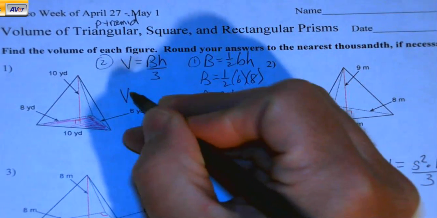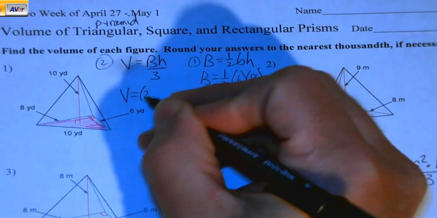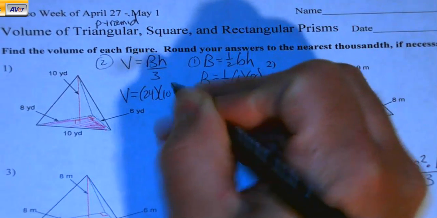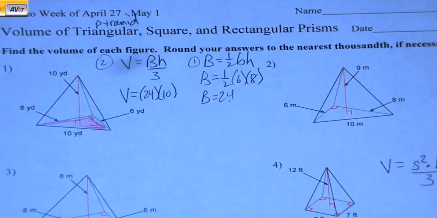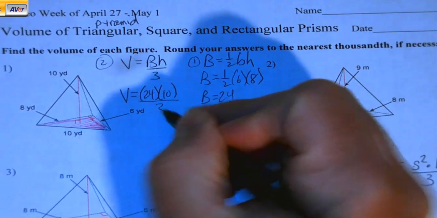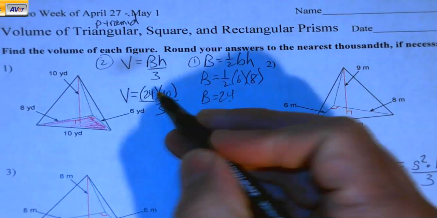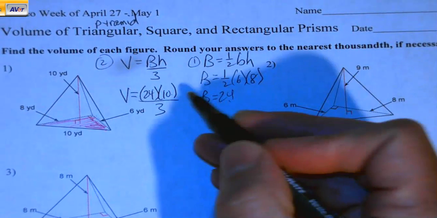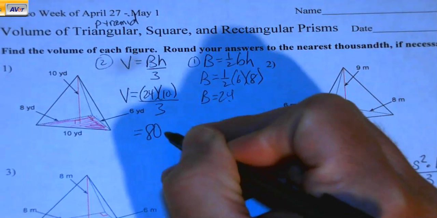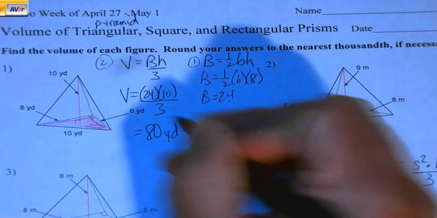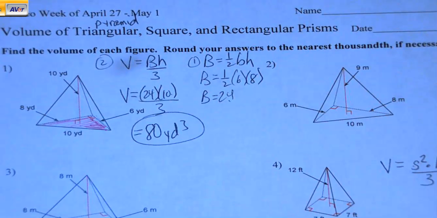So my volume would be base times height. Okay, where do I get the height of my pyramid from? Divided by 3. 24 times 10, I put that in the calculator, is 240. Divided by 3 is 80. We are still talking about volume, so it's 80 cubic yards.